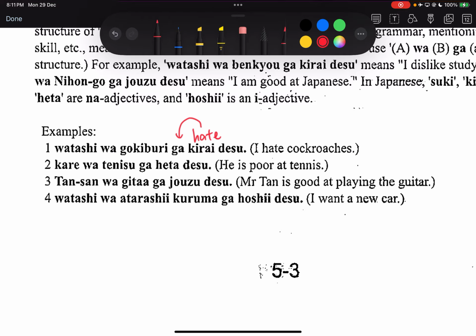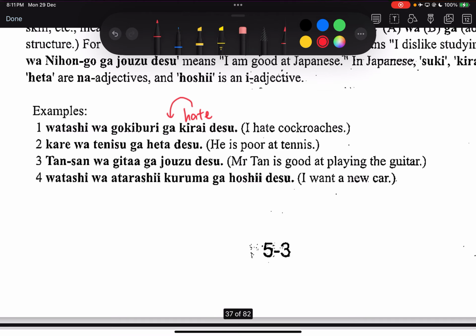Okay? Next. Number 3. タンさんはギターが上手です。So Tan is the person, the subject in this sentence. Guitar is our object. So what about the object? Jozu. Jozu means good at. So good at the object. Good at the guitar.